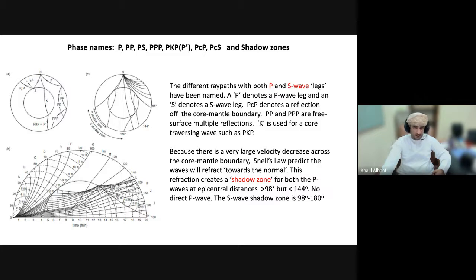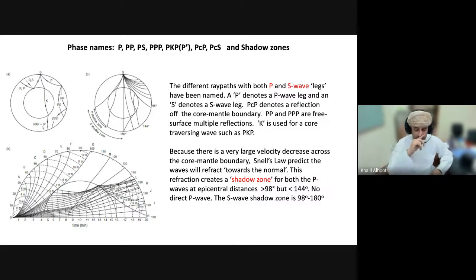Whenever it hits the boundary between the mantle and the core without going into the interior of the core, we call it PcP. So it hit this interface, the core mantle boundary, and returned back as a P. That's a different phase than PcS. That's the source. It went as a P, hit the interface, and returned back as an S. Why is it returning back as an S? Because there is what we call mode conversion. If it goes into the interior of the core itself, we call it PKP or P prime.